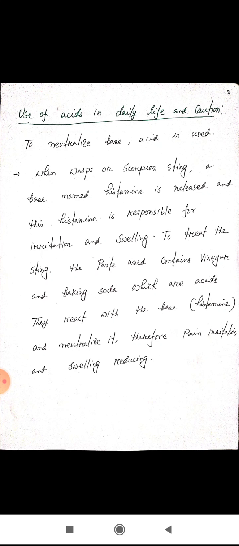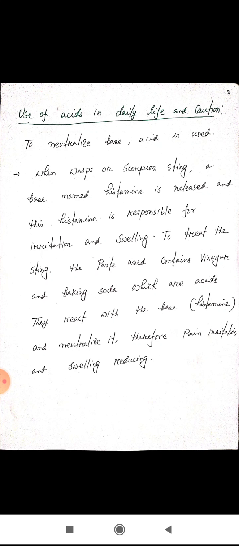So you can say histamine is a base, and to neutralize this base we use a paste containing vinegar and baking soda, which are acids. So we can say they react with the base, I mean histamine, and neutralize it. Therefore pain, irritation and swelling are reduced. So this is the principle of acid and base.